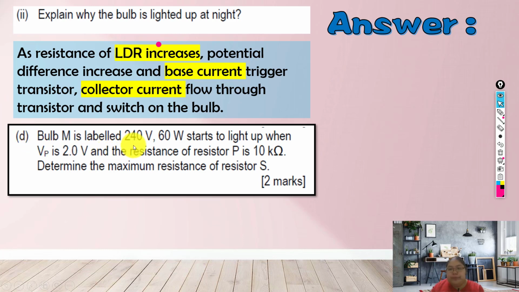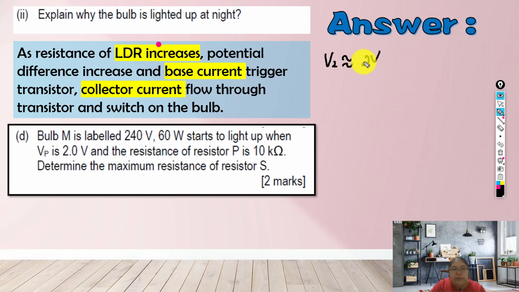Okay, we go to D. D is a calculation. Bulb M is the last one, 240 volt, 60 watts. It starts to light up when the Vp is 2 volt. So Vp means V2. V2 is 2 volt. So if you want it to light up, V2 must be at least 2 volt.